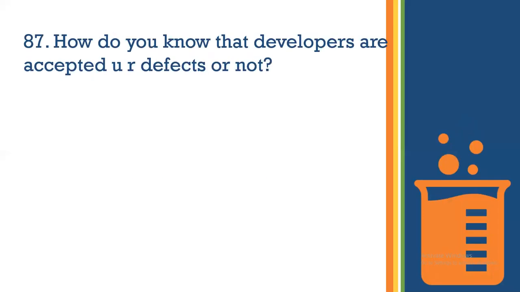How do you know whether the developers accepted your defects or not? Based on the status of the defect, whether they gave the status as open or rejected. If the status given is open, they accepted it and are ready to solve it.